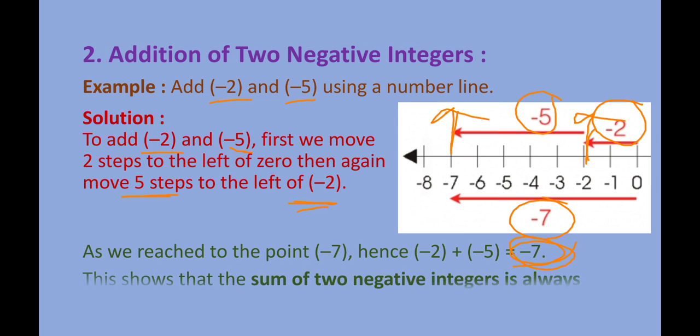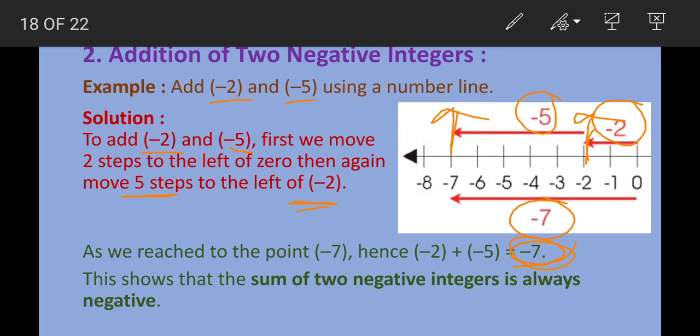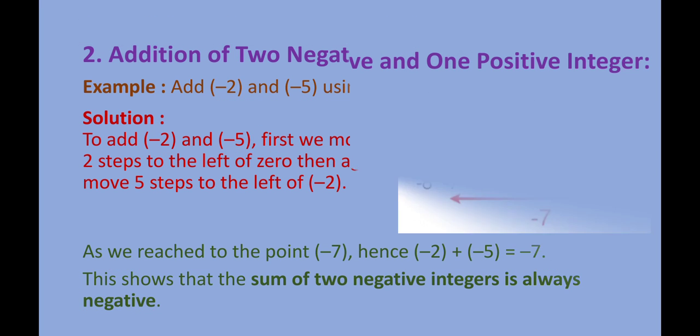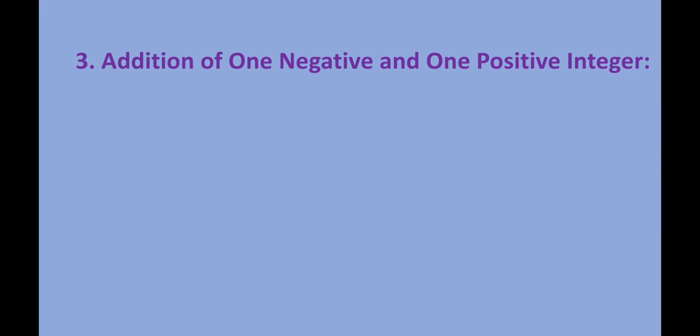So we can conclude that the sum of two negative integers is always negative. While we are adding two negative integers, we have to move towards the left side, and the result is always negative, clear. Now come to the third type, addition of one negative and one positive integer.